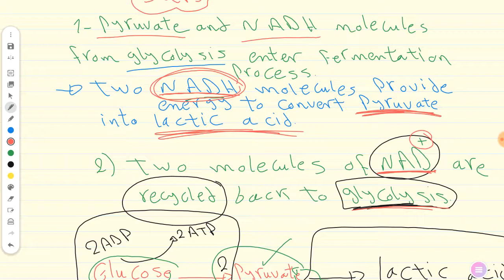Again, lactic acid fermentation uses the pyruvate and NADH produced from glycolysis. NADH provides energy, which converts pyruvate into lactic acid. As a result of this conversion of pyruvate to lactic acid using NADH, NADH becomes NAD, and these NAD molecules are recycled back to the glycolysis process, which allows glycolysis to continue.